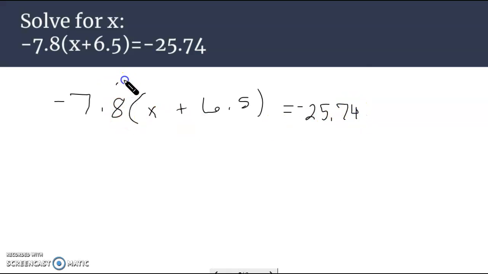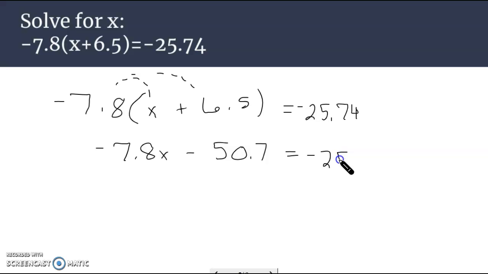We're going to distribute the 7.8 to x, and that will give us negative 7.8x. And then 7.8 times 6.5, calculator says 50.7. Notice it's a negative. When you distribute the negative 7.8 to each of these, those two signs become negative. We're still equal here to negative 25.74.